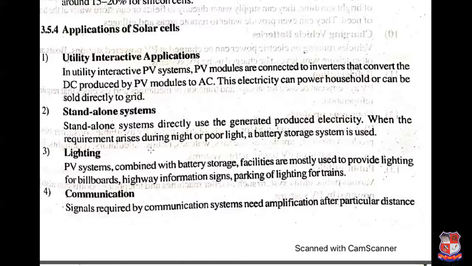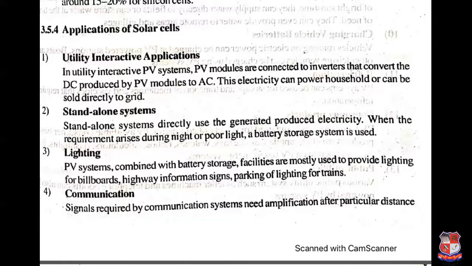Next, lighting. PV systems combined with battery storage facilities are mostly used to provide lighting for billboards, highway information signs, parking lighting for trains.